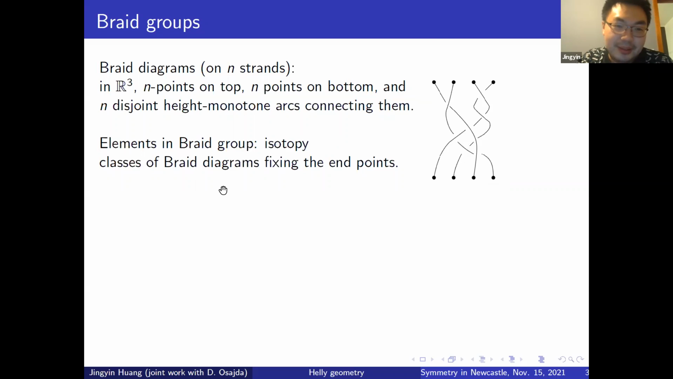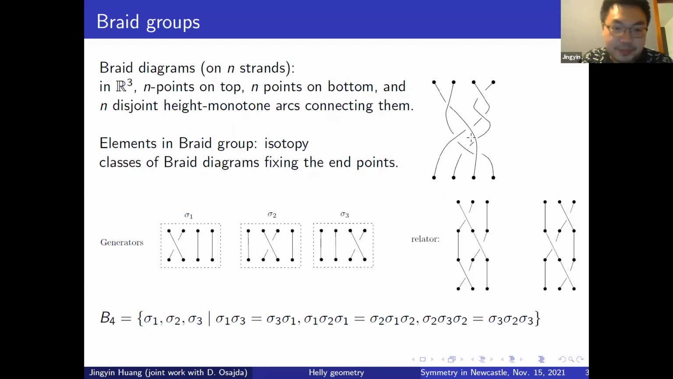And then basically the multiplication in the braid group is just concatenation of these braid diagrams. In the case of n equals 4, there are generators. Basically, if I have a braid diagram, I can always slightly isotope the diagram such that all the crossings in the diagram happen at different heights. And then I can cut the diagram into small pieces such that on each piece you only see one crossing. So that's why these 3 diagrams form generators of the braid group.